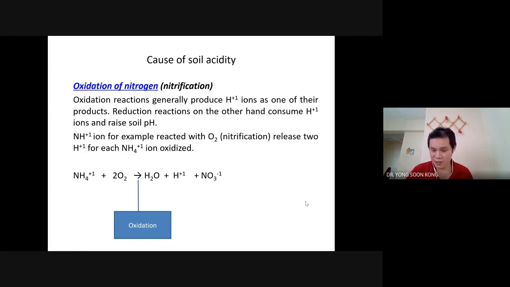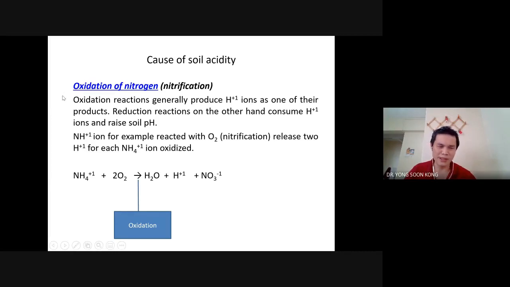Okay, moving on. I think this one is quite easy. I believe you learned this before, so I'm not going to talk too much. What I can say is that previously you must have blamed this oxidation of nitrogen on the combustion of fossil fuel. I remember exactly, because I taught a pre-U course before, diploma. They always blame the combustion of fossil fuel.